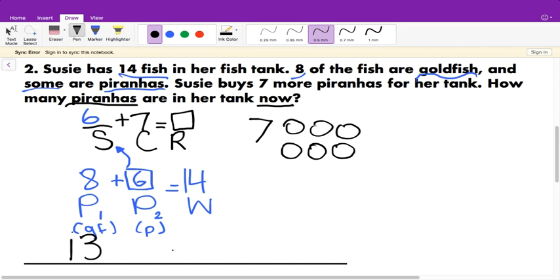And before we said this problem is about piranhas, so that is our label. Okay. I hope that you were able to do this problem. It's very similar to a problem we did in class today. Let's go on to number 3.